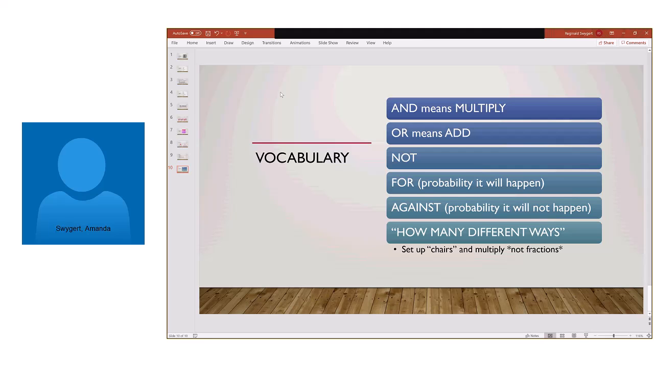This is where it's going to take it up a notch from your basic vocabulary with probability that anybody can answer outside of a math class, versus, okay, you probably only remember this stuff if you're in math, right? So we're going to talk about keywords that you see: and, or, not, for, against, and then how many different ways. So maybe jot these terms down as well and what they mean, okay? The first one is and.